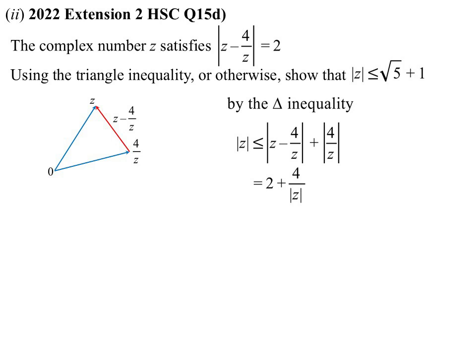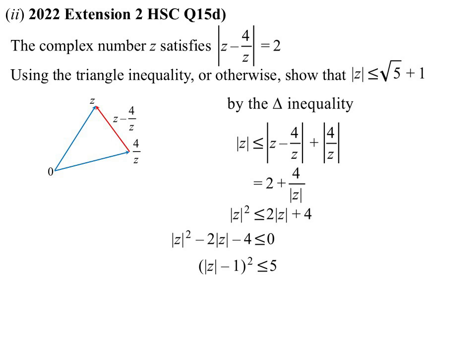Let's turn it into a quadratic, because I know how to solve quadratics. And I get the modulus of z squared minus 2 times the modulus of z minus 4 is less than or equal to 0. Well, I'll complete the square on that one. Modulus of z minus 1 squared is less than or equal to 5. That's feeling nice. I've got the number 5. Number 5's in my answer, so I feel like I'm on the right track.